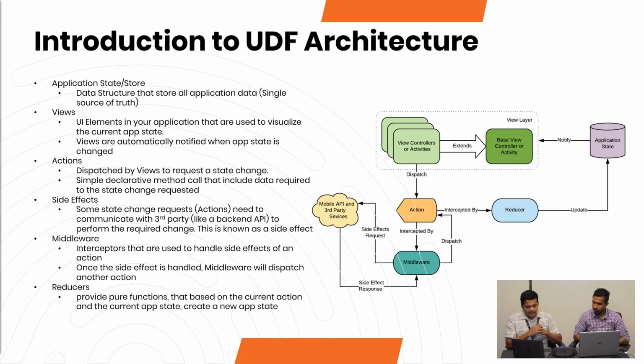The middleware is where the side effects are managed. If you need to log in, you will definitely need to communicate with your authentication service or backend API. That action will be captured by the middleware, which are interceptors used to handle the side effect, and then it will communicate with the backend. Once the side effect is handled, that is, once the login process is done, it will dispatch another action saying login complete, or something like that. So then the unidirectional flow can resume.